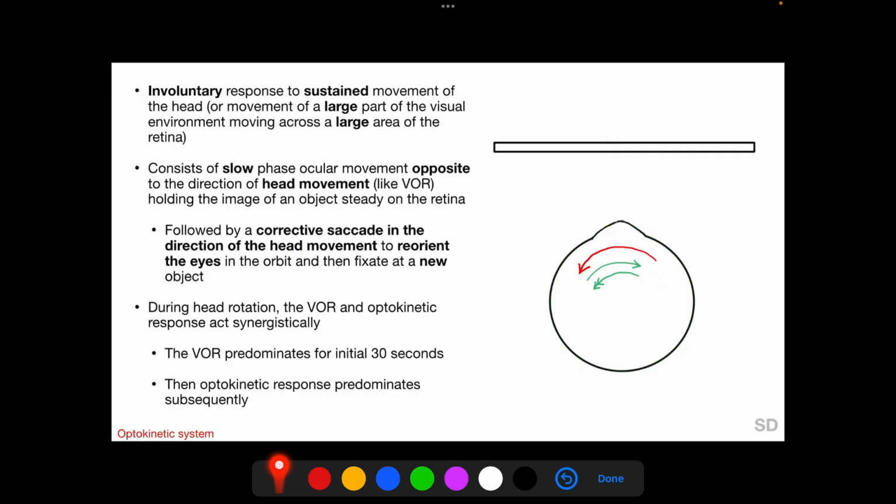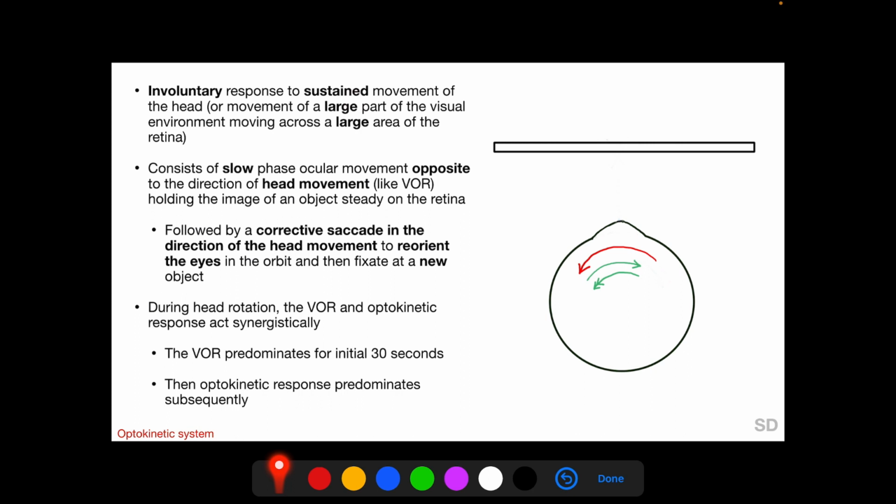Next we come to the optokinetic system, and the optokinetic system provides an involuntary response to sustained movement of the head or to the movement of a large area of the visual environment moving across a large area of the retina. So response to sustained movement of the head differentiates it from the vestibulo-ocular system, which provides smooth movements of the eyes in response to only a brief movement of the head, and response to movement of a large part of the visual environment moving across a large area of the retina differentiates it from the smooth pursuit system, which responds to only a small target moving across the retina.